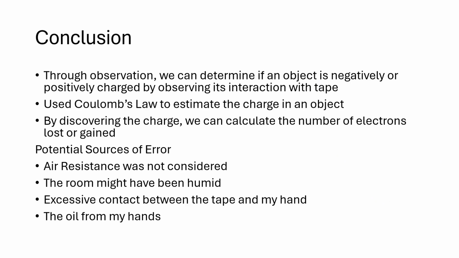In conclusion, through observation, we can determine if an object is negatively or positively charged by observing its interaction with tape, using Coulomb's law to estimate the charge on an object. And by discovering the charge, we can calculate the number of electrons lost or gained.